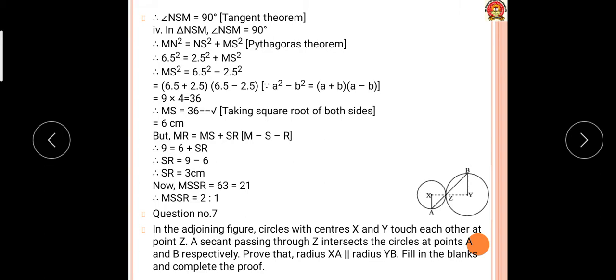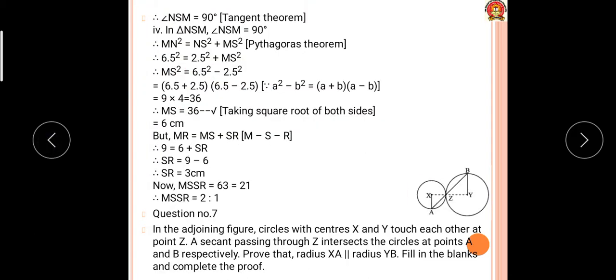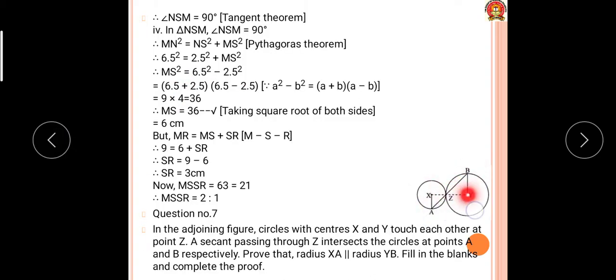Very simple. We have to prove these two are parallel to each other. Now X and Y are the centers of the circles. To prove XA is parallel to YB, construction: draw the segments XZ and YZ. Now, by the theorem of touching circles, X, Z, Y are collinear. After getting these points collinear, angle AZX is equal to angle BZY, vertically opposite angles. These two angles are equal.